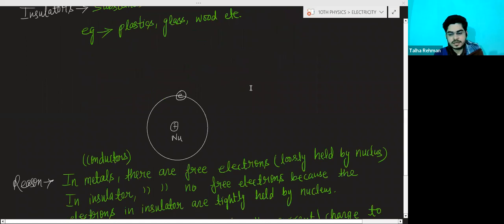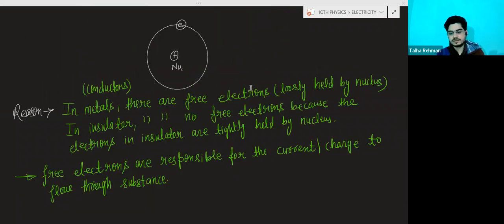Okay, so write down this. Basically, if in any substance there are free electrons, then that will be a conductor. If there are no free electrons, it means that will be an insulator. And why are there free electrons in some substances, and no free electrons in other substances? Because in some substances the electrons are loosely held by the nucleus, and in other substances, where there are no free electrons, the electrons are tightly held by the nucleus.